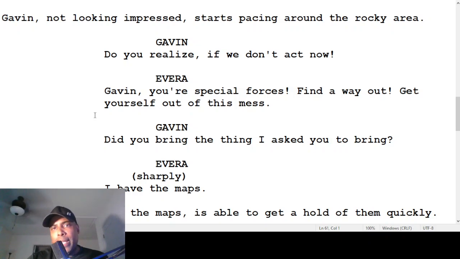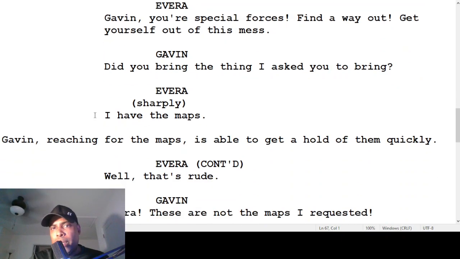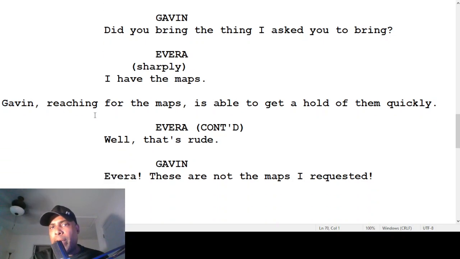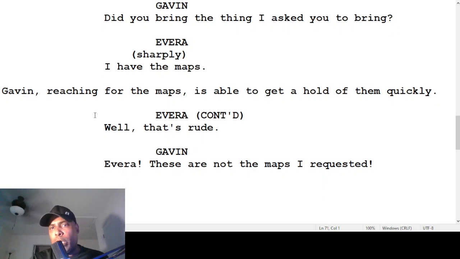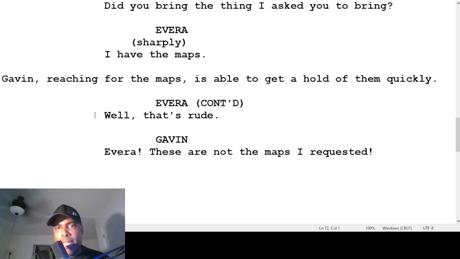So do you realize if we don't act now, Gavin, you're special forces. Find a way out. Get yourself out of this mess. Did you bring the thing I asked you to bring? I have the maps. Gavin reaching for the maps is able to get a hold of them quickly, kind of grabs them. Well, that's rude. Continued. Vera, these are not the maps I requested, right?